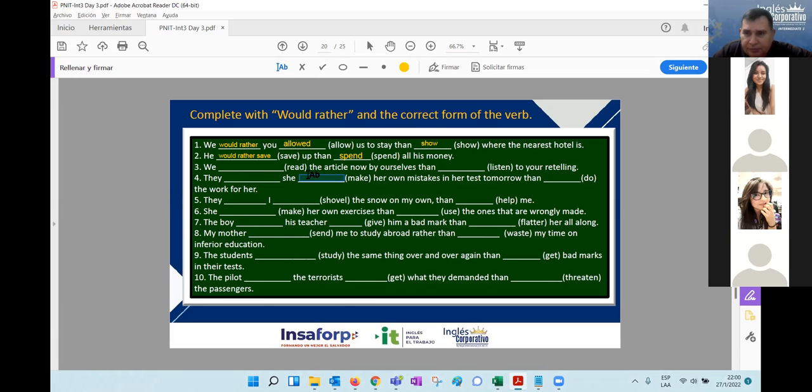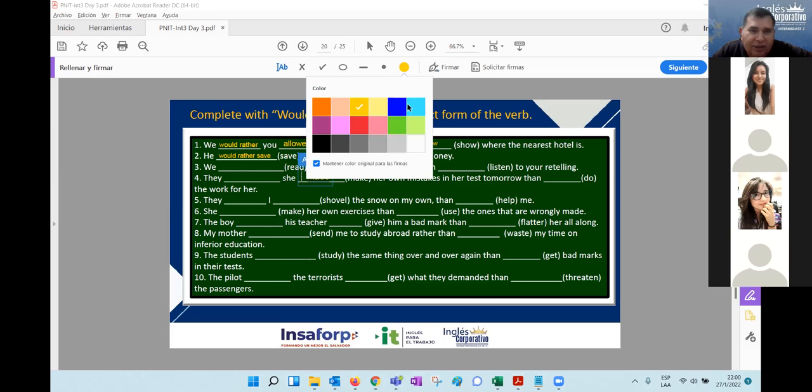Perdón, no entendí. ¿En qué casos se va a poner en pasado? When you have a subject, the second subject. You see, they would rather I, then this is in the past. They would rather she is in the past. Yeah, okay.